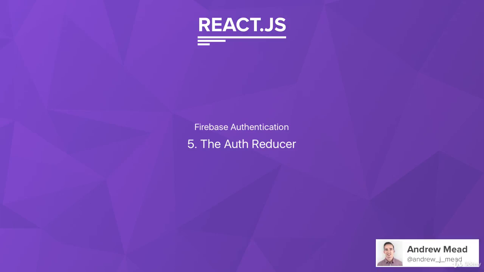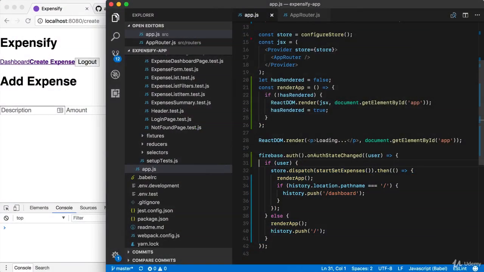Now that we are redirecting the user around the application as they log in and log out, we also want to make sure that if they are navigating between routes, they do have the correct authentication for that route. Currently, if I'm on the login page and I click Create Expense, it brings me over to this page, no questions asked, even if I'm not logged in.